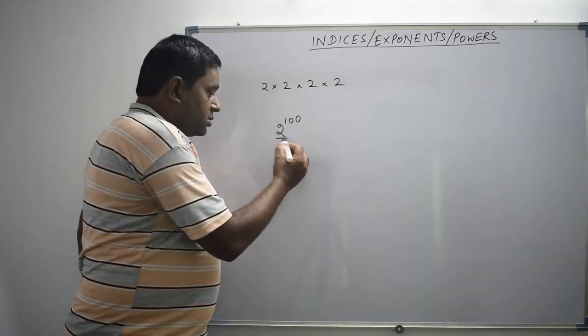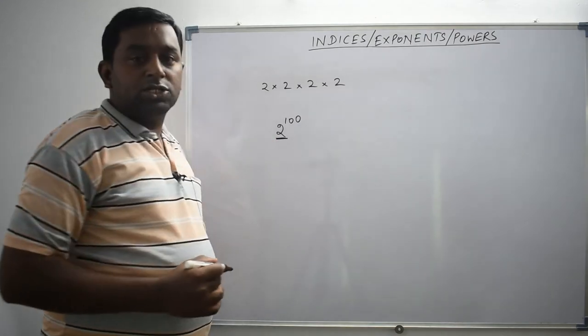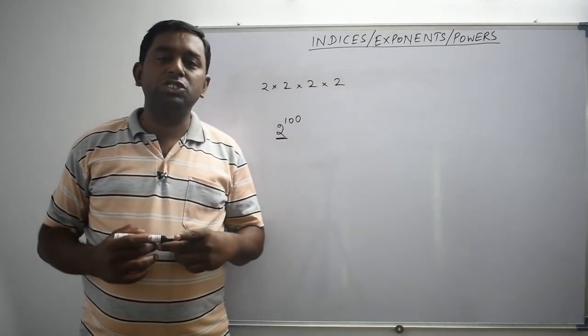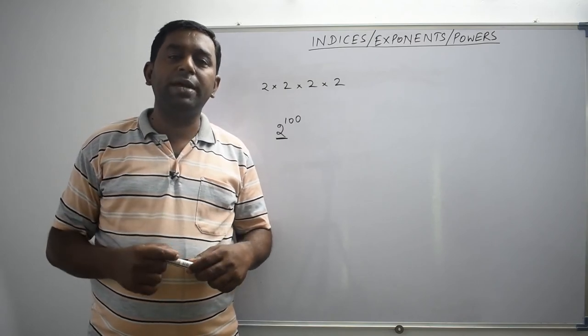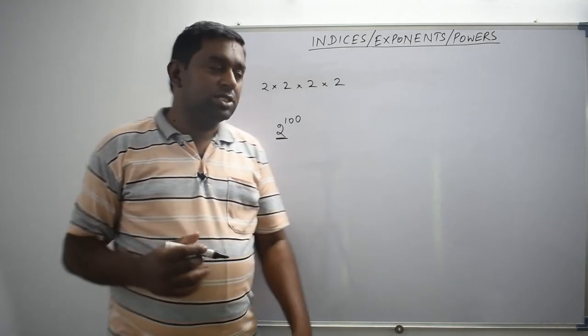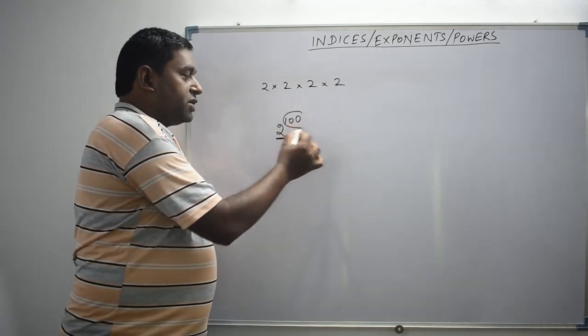Here 2 is called the base. The base is nothing but the number which is multiplied by itself. How many times is 2 multiplied by itself? 100 times. That is called the exponent we have here.